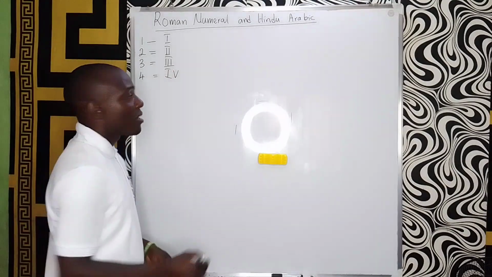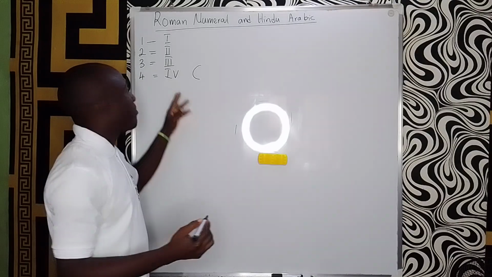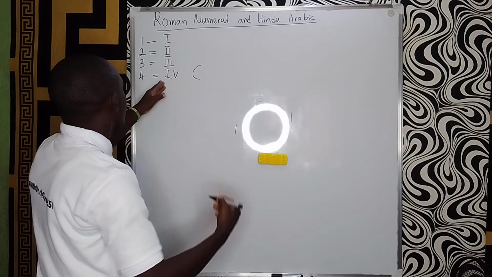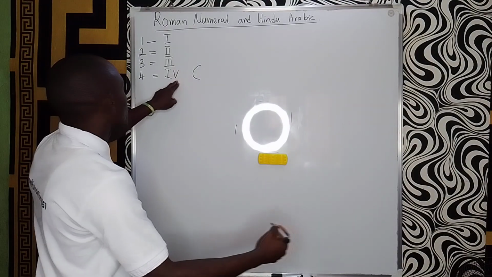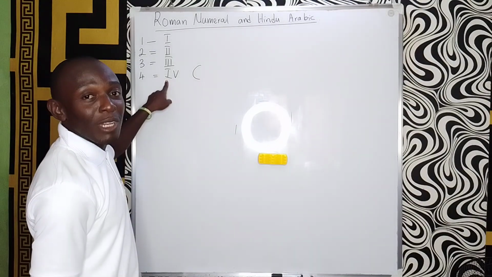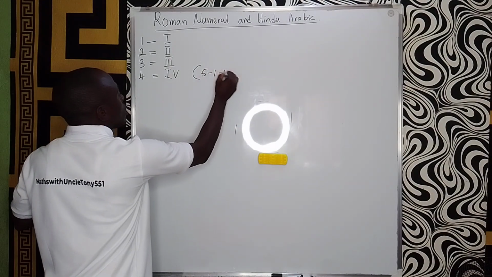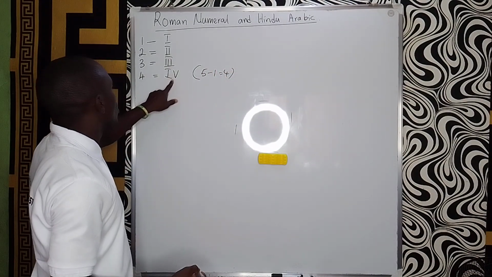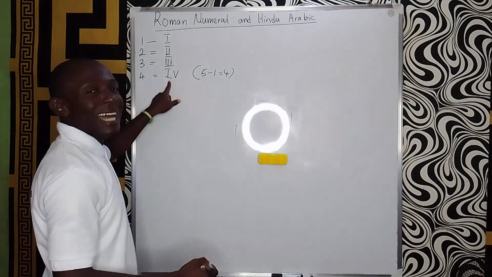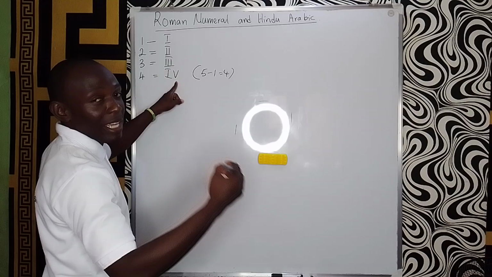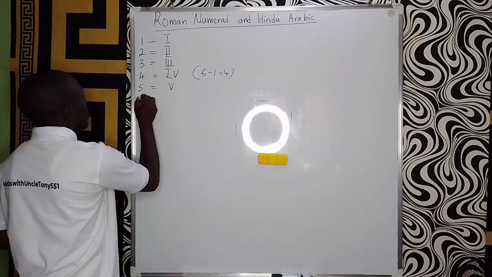Why is it IV? Because in Roman numerals, when you have a smaller numeral, from where I'm standing, this smaller one is at my left hand side, while the big one is at my right hand side. So whenever a smaller Roman numeral is at your left hand side, you subtract. That is 5 take away 1 to give us 4. Smaller number at your left hand side, bigger number at your right hand side, you subtract. Then this is 5, V.